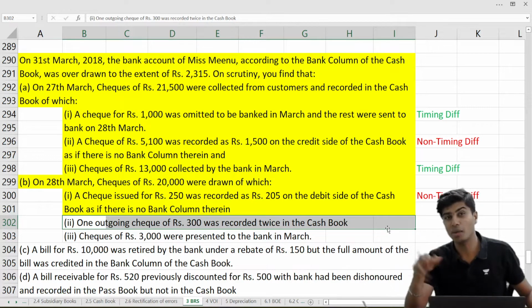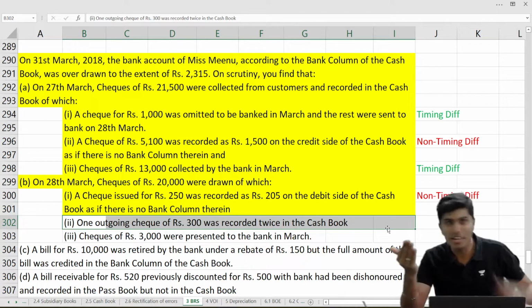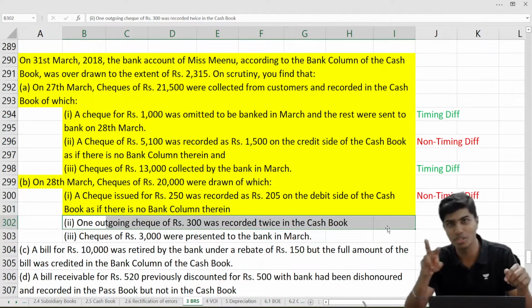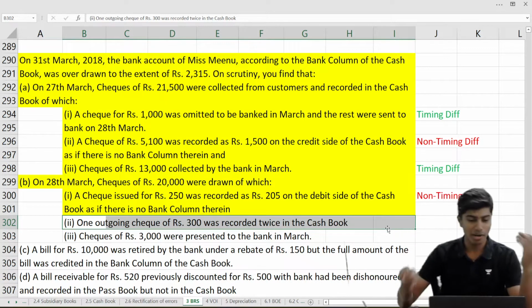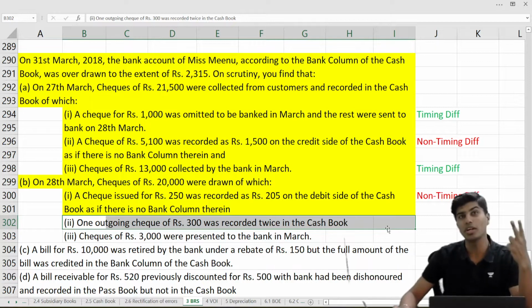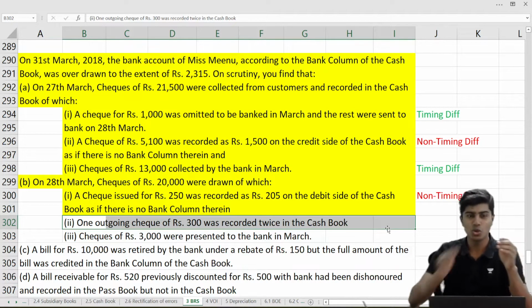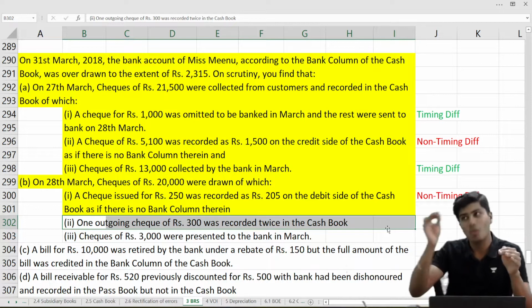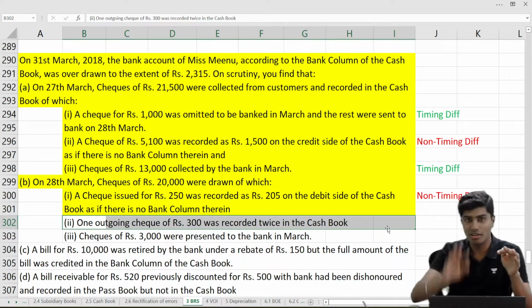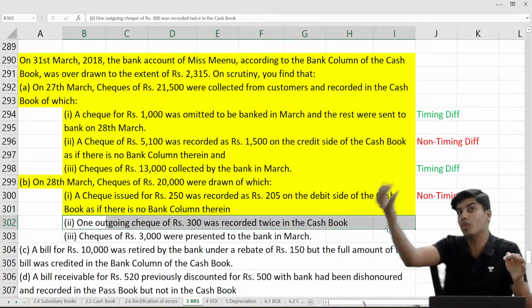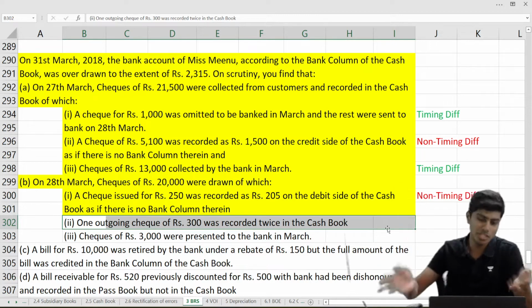Why? They thought double entry means recording the same thing twice. Double entry means writing the debit aspect and credit aspect, not writing the same thing two times. They recorded the outgoing check two times. They should have written it once. So you should credit 300 once. Once is fine. They recorded it once plus once. They recorded two times, which is now a mistake.